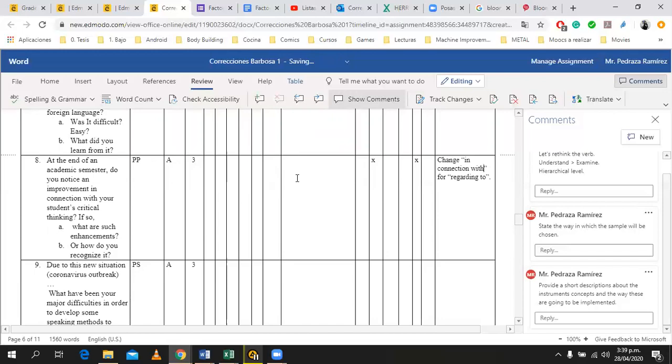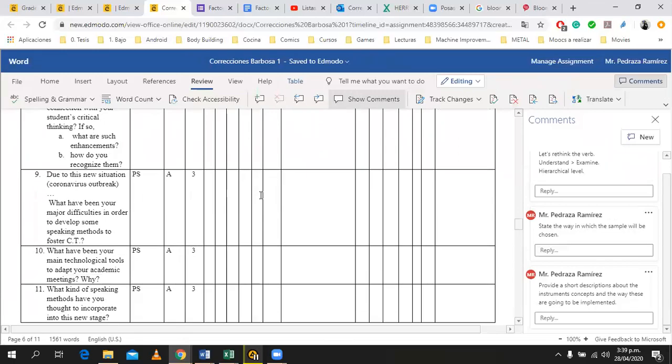If so, what are such enhancements and how do you recognize them? Because we're talking about the enhancements. How do you recognize these enhancements, right? No, what are such enhancements? Or, no, I would say like this: how do you recognize them, right? So if this happens, A and B. So in this case, I think it's okay.